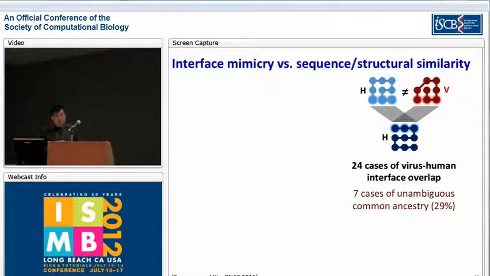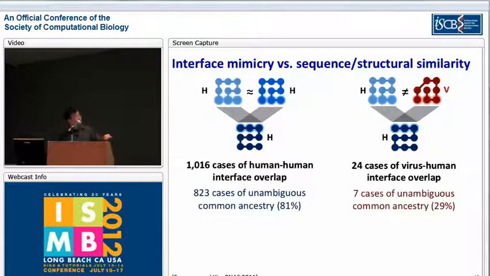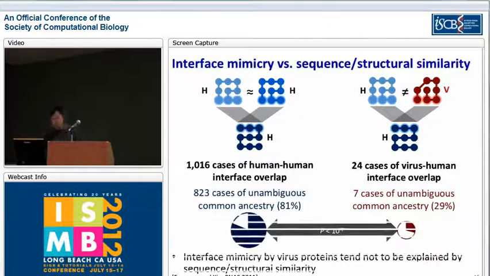But the question is, is this big or small? Well, you have to compare this number, 30%, to the corresponding reference state. The reference state is what happens in human. Interface mimicry also happens in human. You find a lot of cases where two human proteins bind to the same interface of a third protein. In those cases, the vast majority of these two human proteins are duplicates of each other. They're the results of divergent evolution, sharing both sequence and structural similarity, and that's the majority of the cases, 80%. So there is a significant difference. Interface mimicry by virus proteins tends not to be explained by sequence or structural similarity.